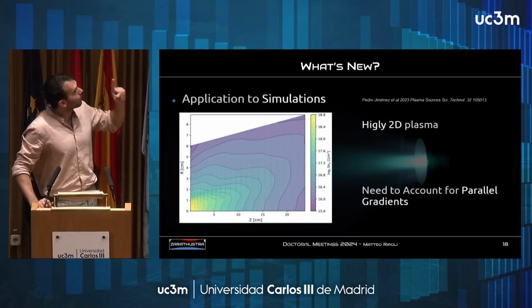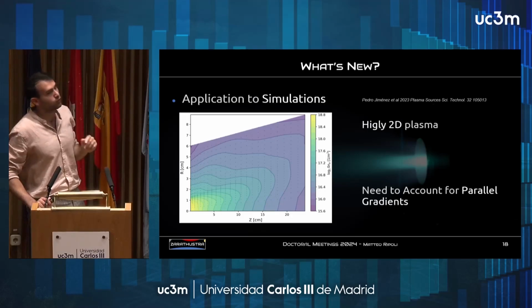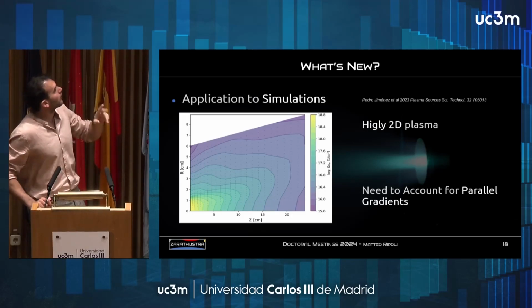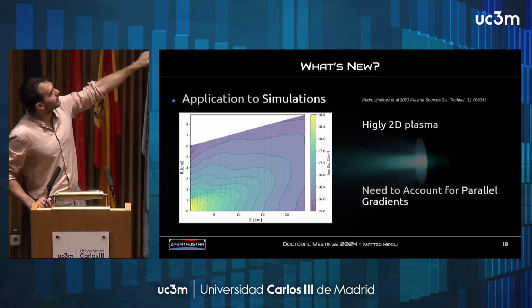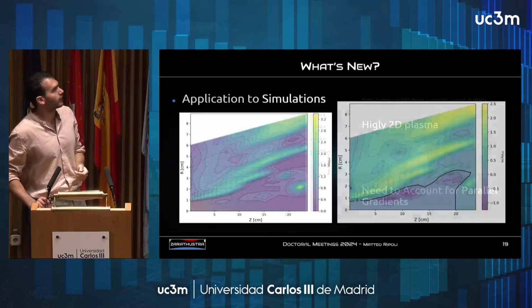Is all of this effort worth it? Yes, because look at this very beautiful plot from a simulation which is not mine, which I without shame stole from Pedro, my colleague Pedro. As you can see, this is a plot of the electron number density in a magnetic nozzle. It is highly two-dimensional, so we do need to account for parallel gradients.